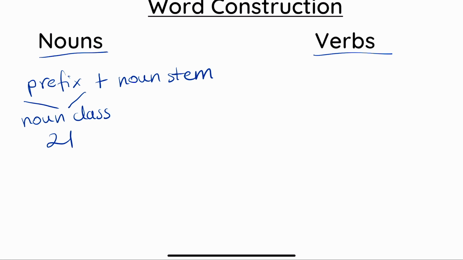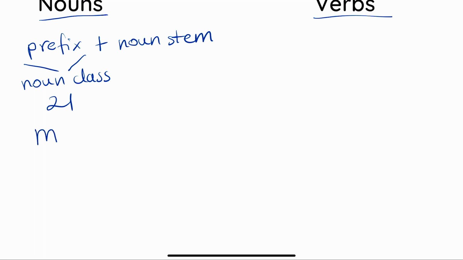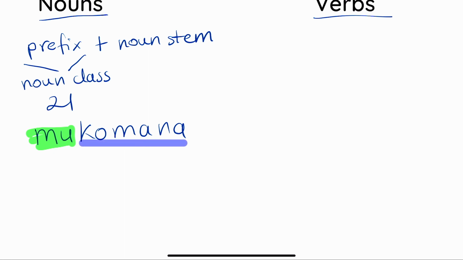These possible prefixes do not mean that for every noun stem there can be 21. No. That's not the case. It just means that sometimes some nouns can have 3 or 4 possible prefixes. I'm going to give an example. If I have the word mukomana, which means boy, the first 2 letters are the prefix mu. Mu is our prefix, and komana is our noun stem. Mu is a singular person prefix, so it tells you one boy child.